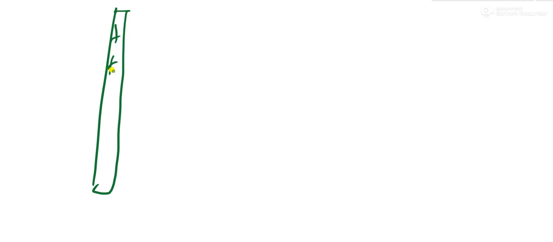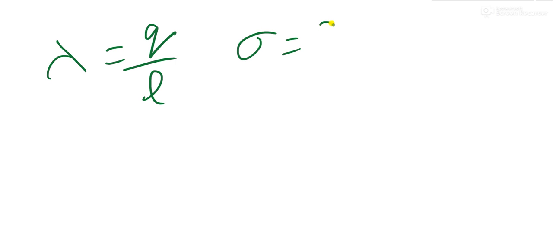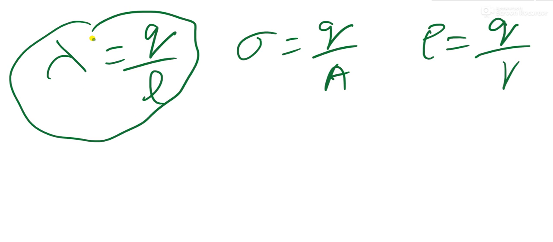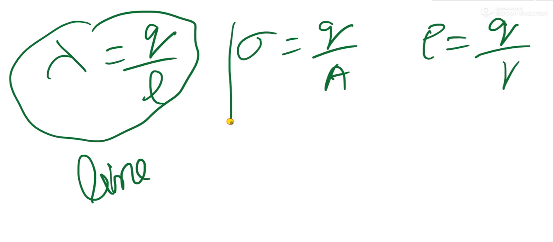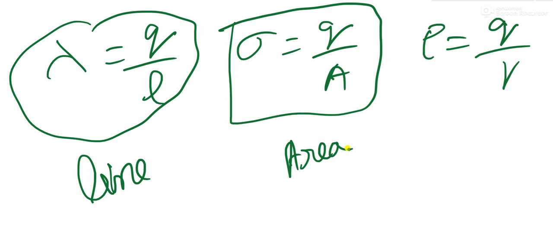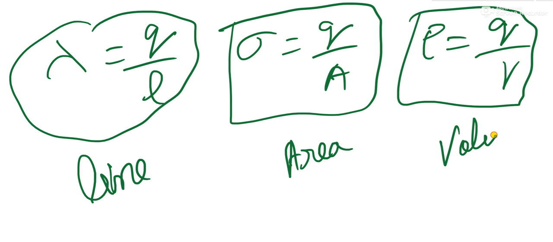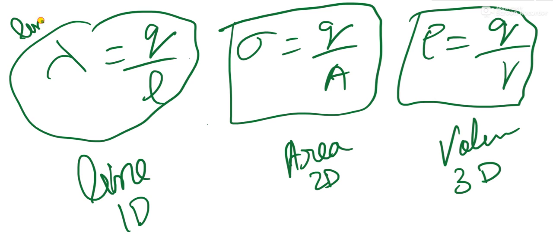Before that you need to know what charge density is. There are three different types of charge densities. For lambda, charge per unit length. For sigma, charge per unit area. For rho, charge per unit volume. Lambda is only applicable for a line, which we are learning now. Sigma is only applicable for area and rho is only applicable for volume. It is for one dimension, two dimension, and three dimension. So everything is a charge density. Charge density per unit length is for line, per unit area is for area, and per unit volume is the density of volume.